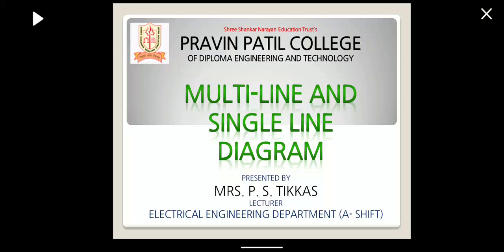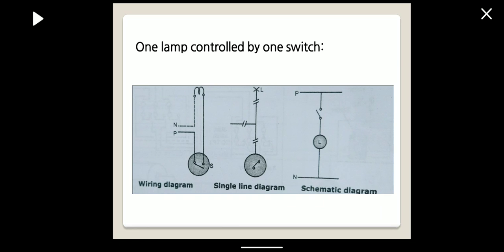Now the next topic of the first chapter is multi-line and single-line diagrams. First, for example, I take one lamp controlled by one switch. In this figure, the first diagram is the wiring diagram, the second one is the single line diagram, and the third is the schematic diagram. These are the various types of diagram which we already discussed in previous videos. In this diagram, this is the one line diagram, or single line diagram, as we said.